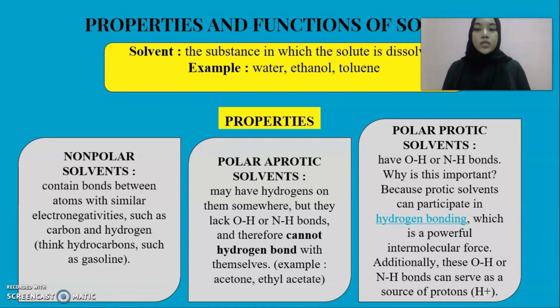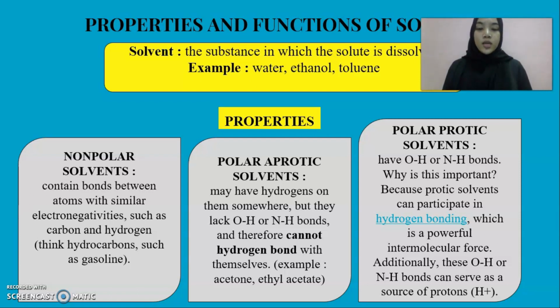Okay, as we know, a solvent is the substance in which the solute is dissolved, for example water, ethanol, and toluene. There are three properties of solvents. First, nonpolar solvents, which contain bonds between atoms with similar electronegativities, such as carbon and hydrogen. We can think of hydrocarbons, such as gasoline.